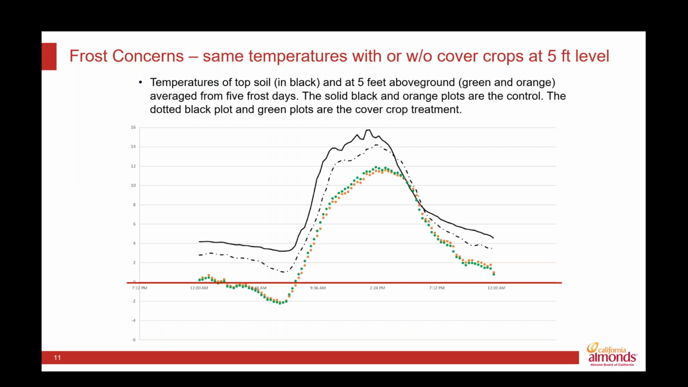This one, I think, is really interesting data that Danny Lytle collected, which was frost concerns. And fundamentally, what she found was that if you're looking at the temperatures at 5 feet above the ground, whether it's above the cover crop or above bare ground, you're seeing the same temperatures on average at that level, meaning that the cover crop does not seem to be detrimental in terms of having colder temperatures, which is the fear of growers.